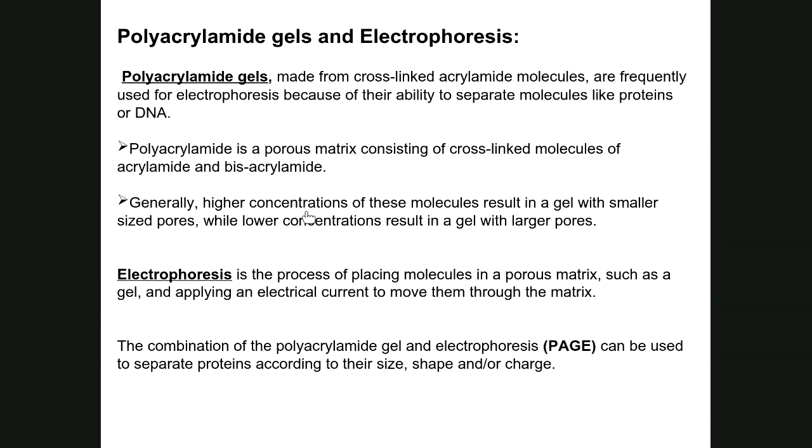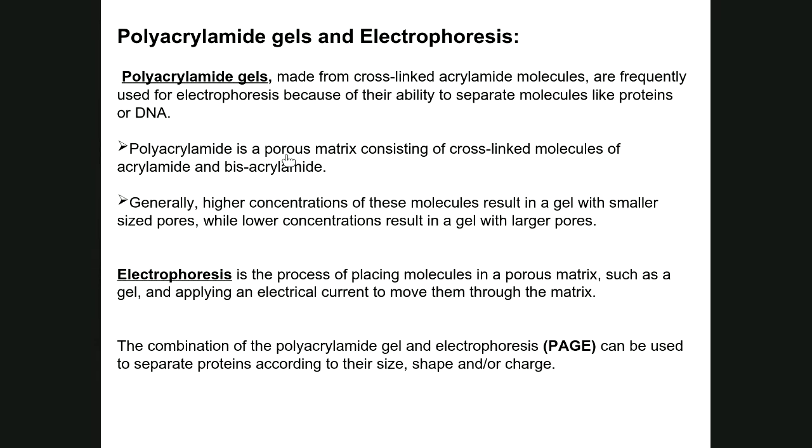The amount of this polyacrylamide or acrylamide mix that we use to create these gels can vary in concentration. So, the more polyacrylamide we use, the smaller the pores are in this gel matrix, and the lower the concentration, or less polyacrylamide we use, the larger the pores are. The electrophoresis part is a process of placing molecules in a porous matrix, in other words, placing them in this polyacrylamide gel and applying an electric current to move these proteins through the gel matrix so those pores in the gel can help separate the protein.